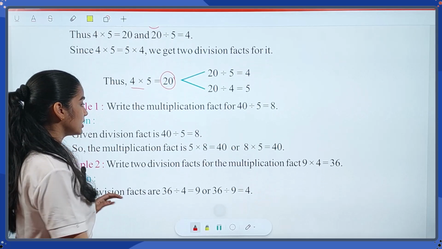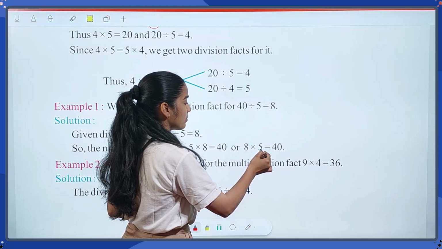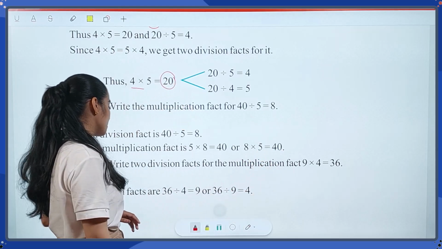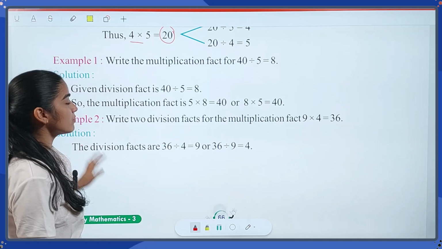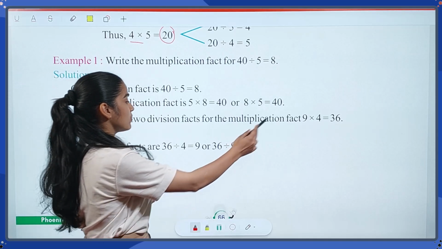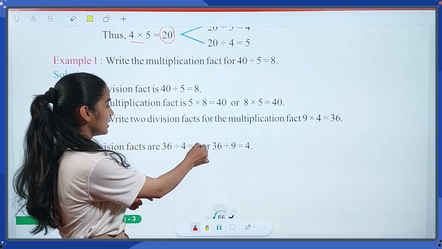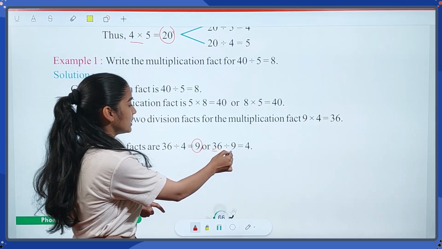Write the multiplication fact for 40 divided by 5, which is 8. So how can you write it? 5 multiplied by 8 is equal to 40, or 8 multiplied by 5 is equal to 40. Simply you can do this. Write two division facts for this multiplication fact of 9 multiplied by 4. So 9 fours are 36. You can solve it: 36 divided by 4 is 9 and 36 divided by 9 is 4.